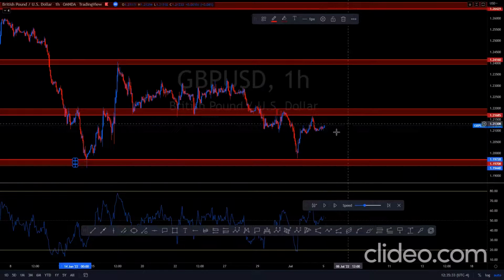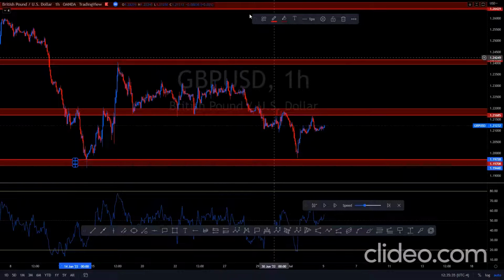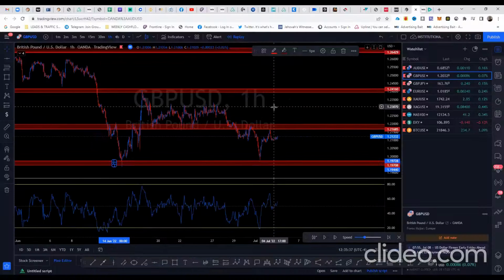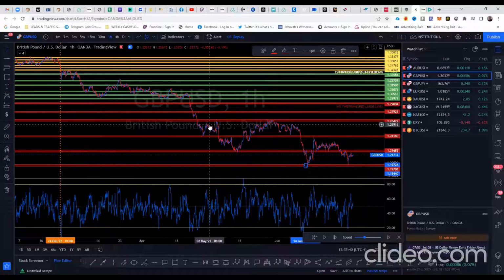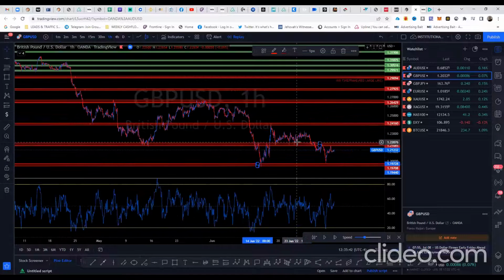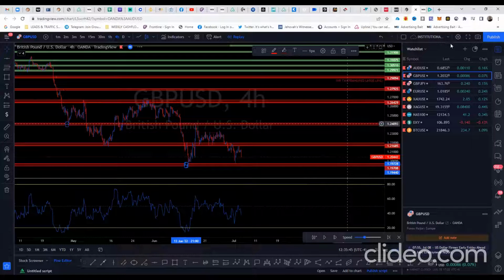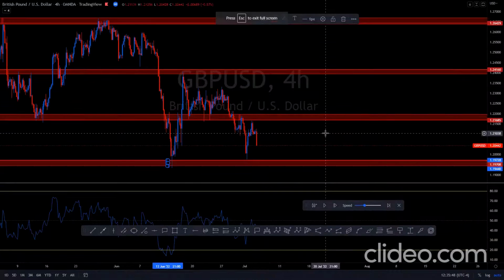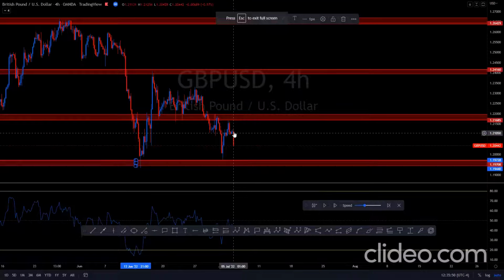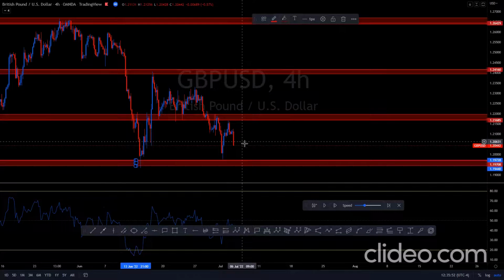So now we have actually marked up everything on the 1 hour. Let me go back a little bit. Yeah, this is the 1 hour. Okay, so now we're going to move on to the 4 hour. As we can see, everything is marked up on the 4 hour. And on the 4 hour, you can see there's already a bearish engulfing candle forming.